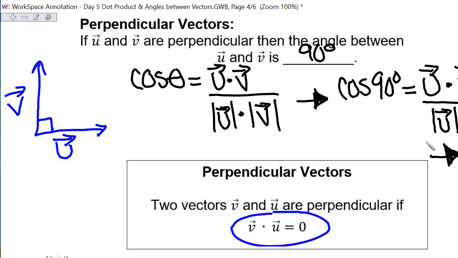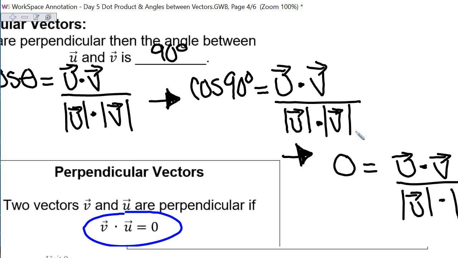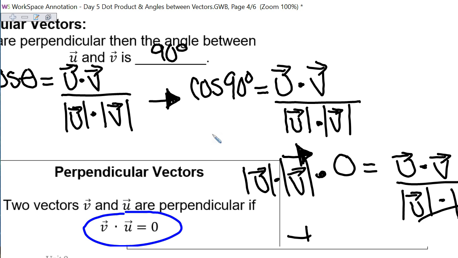And the opposite of dividing by the product of the magnitudes would be to do what operation? I can then multiply both sides by the product of the magnitudes. Whatever I do to the right side, I'll also have to do to the left side. And when I multiply the left side, what does that give me? It gives me 0, which is equal to the dot product of the two vectors. And that is the formula that's inside your text box. So this is the last formula you'll have to memorize. And two vectors are perpendicular if their dot product equals what? 0. So if the dot product is equal to 0, then the two vectors are perpendicular.